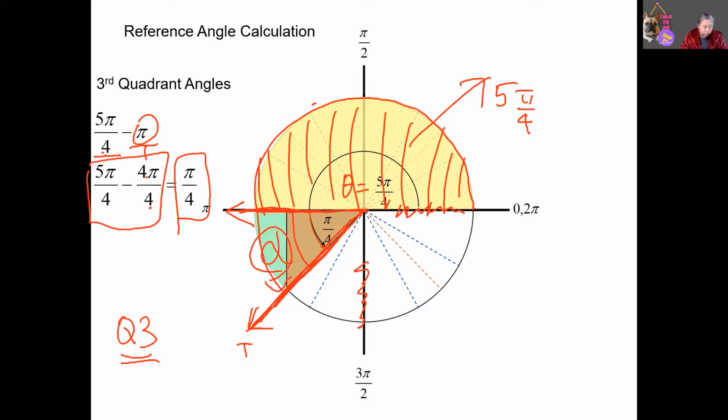Okay, then what was the formula for the quadrant 3 reference angle? The original angle theta, I subtract what? Pi or 180. Okay, so far so good. Unless you have any mind-boggling questions, I will move on to the case in quadrant 4.